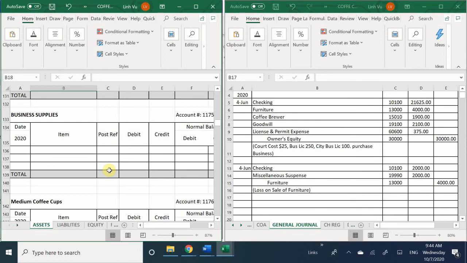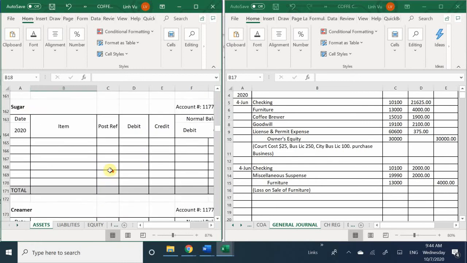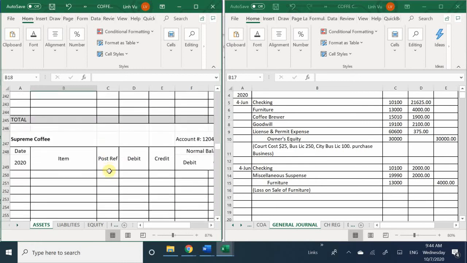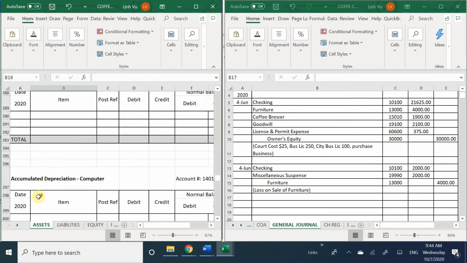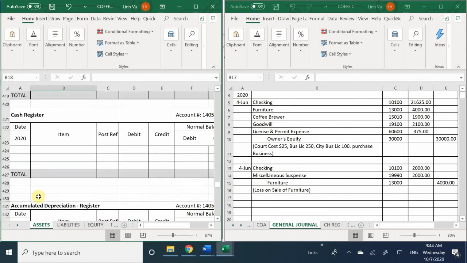We may punch in the wrong number. We might punch in the wrong account, okay? So the only person you can blame mostly is going to be yourself, not the computer, okay?